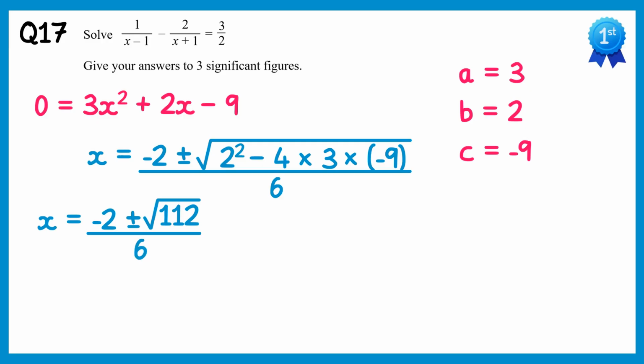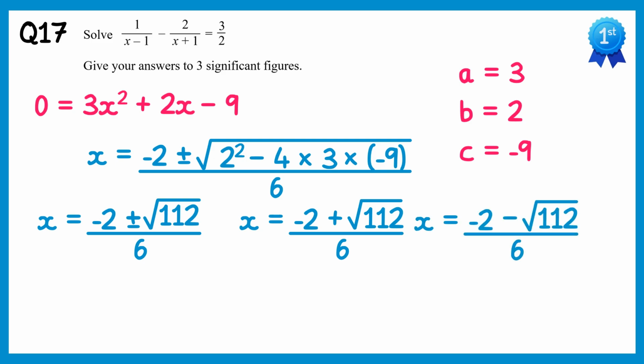We're going to write it out again, but once with the plus and once with the minus. So we have x equals negative 2 plus square root 112 over 6, but also x equals negative 2 subtract square root 112 over 6. You can now type both of these into your calculator and round it to 3 significant figures like it asks in the question, and you'll get the answers x equals 1.43 and x equals negative 2.10.